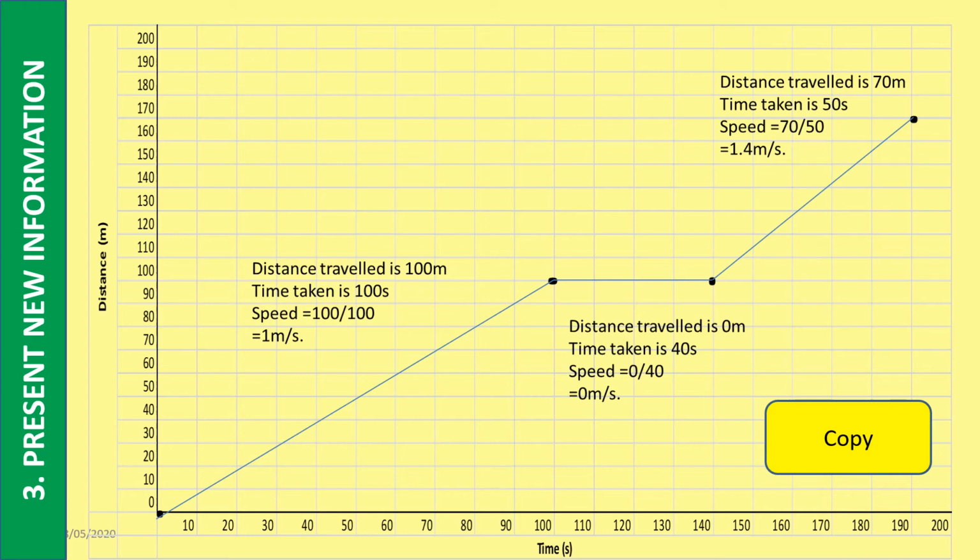Now you should note that this part of the journey is steeper than this part of the journey. How steep the slope is, the gradient, tells you how fast the person is moving or the object is moving. So here they're moving faster than here because the line here is steeper than it is here, and that is borne out by our calculations because here he's traveling at 1.4 meters per second and here they're only traveling at 1 meter per second. So the gradient or slope shows you how fast they're traveling.